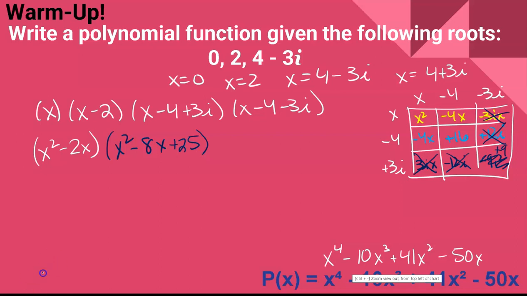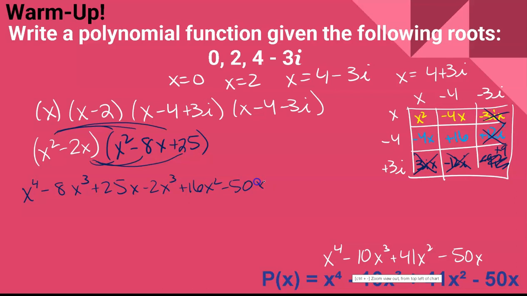So you would distribute. X squared times x squared is going to give me x to the power of 4. X squared times negative 8x gives us negative 8x cubed. X squared times 25 is positive 25x squared. Then we do it again with negative 2x. So that gives me negative 2x to the power of 3, positive 16x, and then negative 50x.